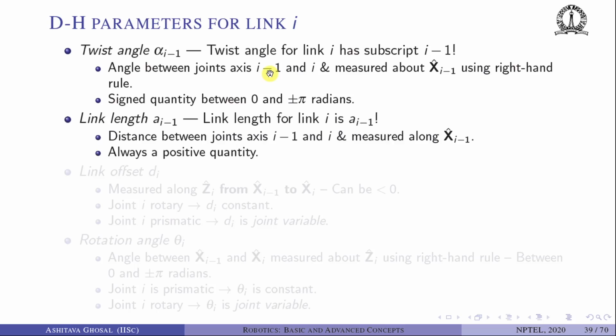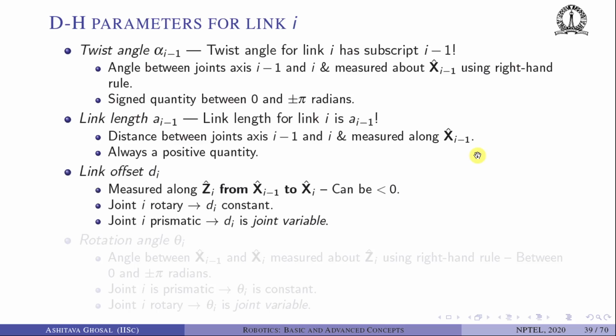Then we have the link length. Okay, again it's the link length for link i, but with a subscript i minus 1. So we need to get used to this. It is nothing but the distance between joint axis i minus 1 and i, measured along x i minus 1. And it's always a positive quantity because it's a length.